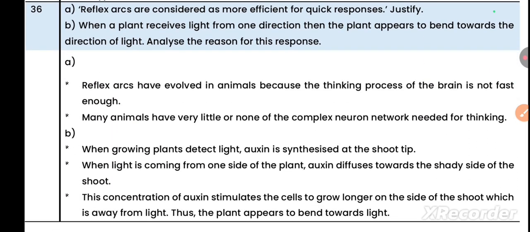36th question. A. Reflex arcs are considered more efficient for quick response. Justify. Reflex arcs have evolved in animals because the thinking process of the brain is not fast enough. Many animals have very little or none of the complex neuron network needed for thinking. B question. When a plant receives light from one direction, the plant appears to bend towards the direction of light. Analyze the reason for this response.